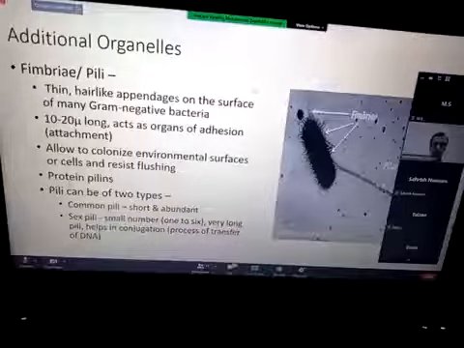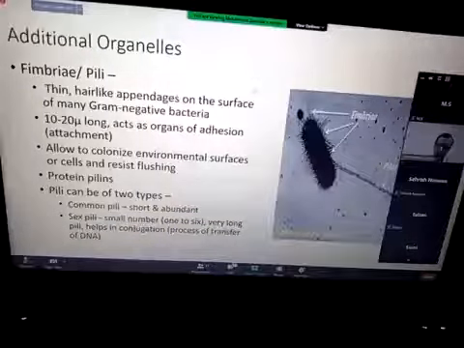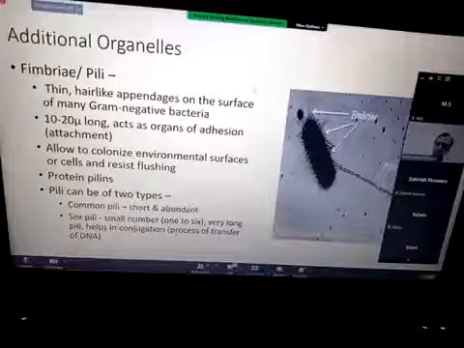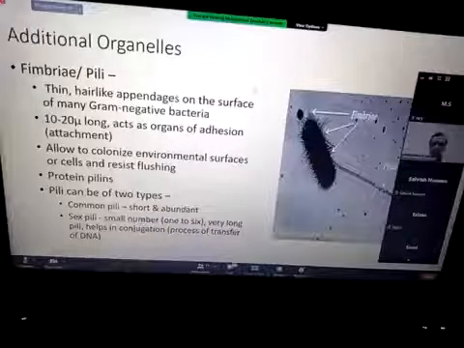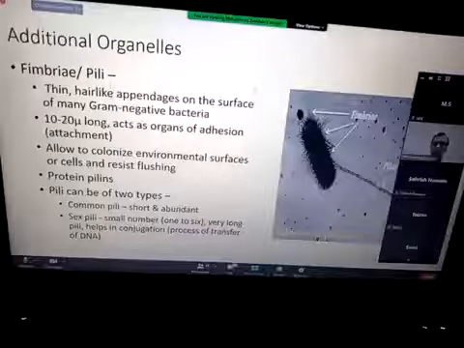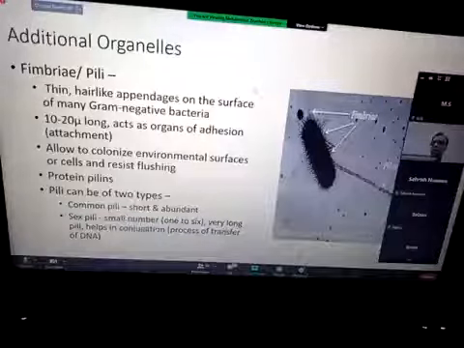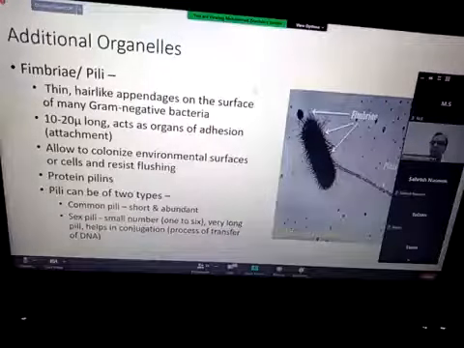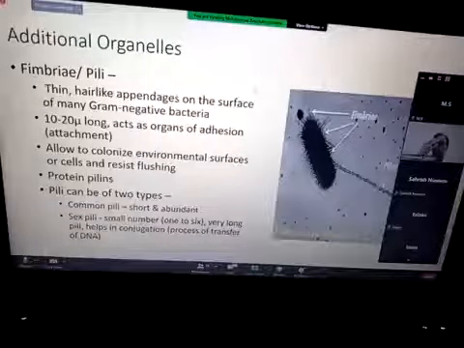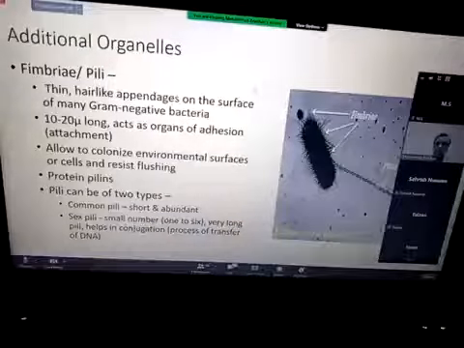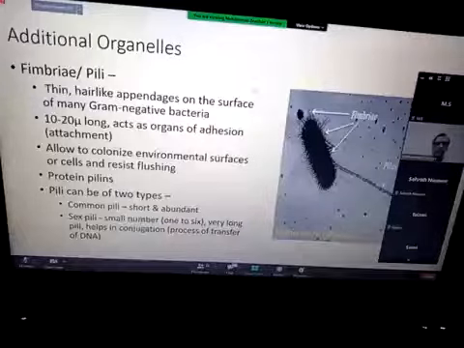They are again composed of different filamentous proteins like pilin proteins. And they help in transfer of genetic material. So pili help in transfer of genetic material, which includes any antimicrobial resistance genes and any other important genes which develop during their survival process.